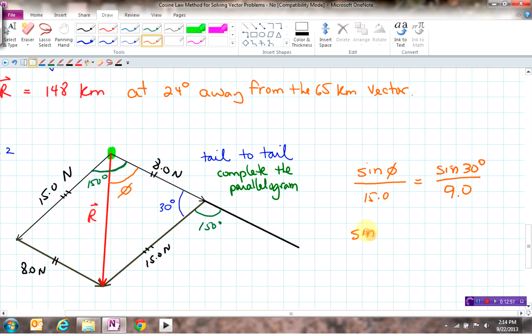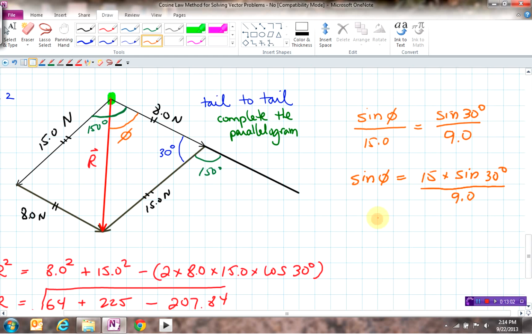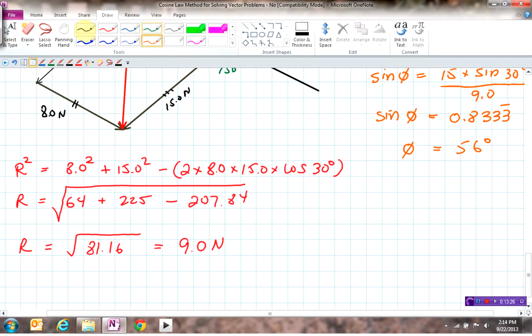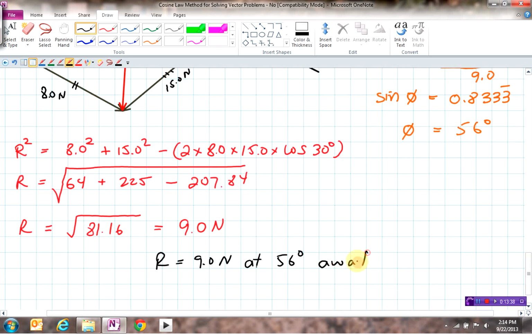That means that sine theta will equal 15 times sine 30 divided by 9.0. That means that sine theta will come out to be 0.833 repeating, and the angle theta then comes out to be 56 degrees. Now remember what 56 degrees is? It's this angle right in there. So again, you need to make your final statement, and your final statement will be something like this: r equals 9 newtons at 56 degrees away from the 8 Newton vector. Now go on to the worksheet, give them a shot, see how you do.